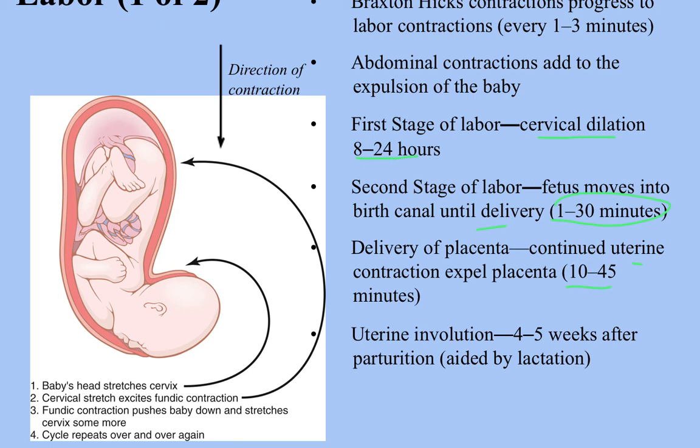And then of course, the uterus, having been stretched by the fetus, will slowly get smaller over the next 4 or 5 weeks after birth. And this is actually aided by lactation, because it turns out that as the mother's producing milk and the baby's suckling, that helps produce oxytocin, and the oxytocin producing uterine contractions helps the uterus shrink to its original size much quicker.